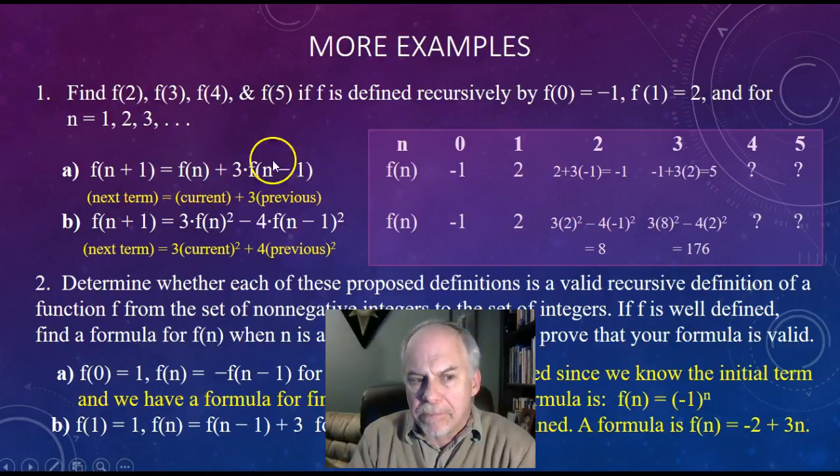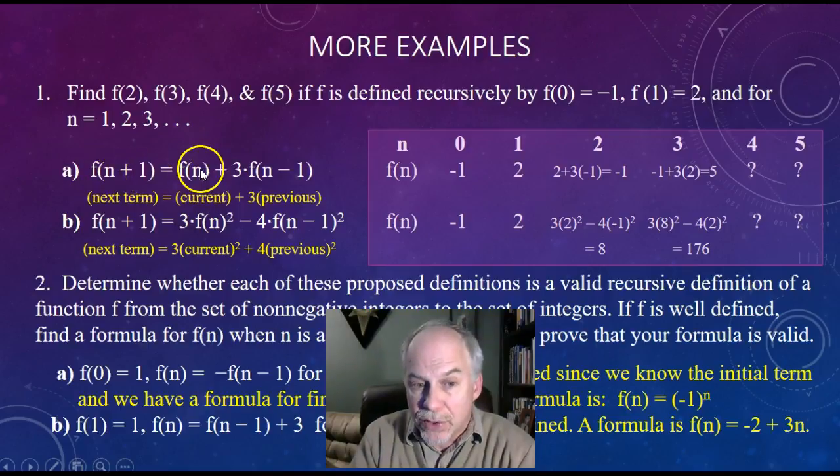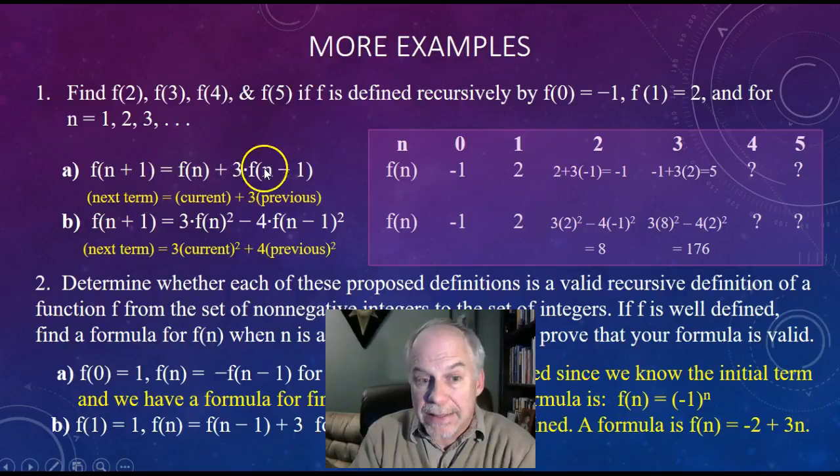All right, so the first example, f of n plus 1 equals f of n plus 3 times f of n minus 1. So let's say that n is the current term. Well, this is saying that the formula for the next term, the n plus 1 term, f of n plus 1, equals the current term, f of n, plus 3 times the previous term. Okay, that's how you should read this. The next term equals the current term plus 3 times the previous term.